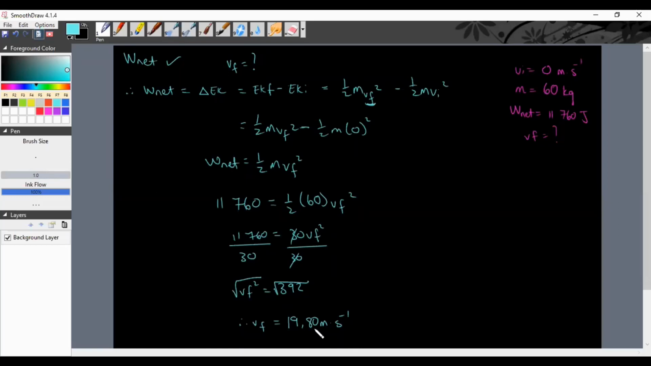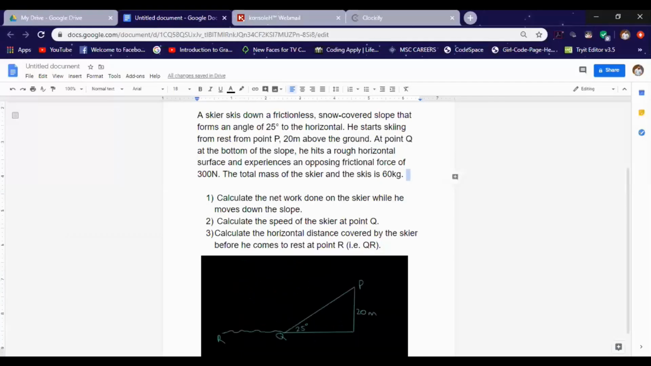The third and final question for this little exercise. So let's just go back to the question. This one's not too bad. Now calculate the horizontal distance covered by the skier before he comes to a rest at point R. So you can see over here at point R, and obviously this is now the rough surface, so it's no longer the smooth slope anymore. It's a little rough patch here. So QR is the distance we are looking for, so we need to calculate that distance.